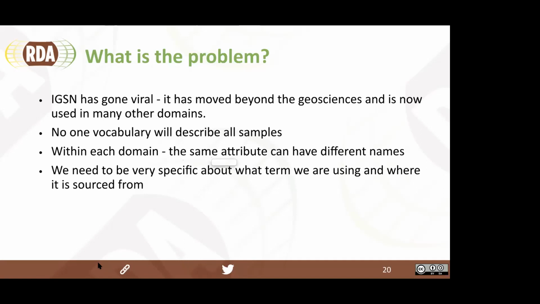When I say IGSN goes viral, it was like watching your child get into those teenager years. We initially started it in the geosciences, and it's used in many other domains, and no one vocabulary will describe all samples. Within each domain, the same attribute can have different names. And so if we're going to make the descriptions of the samples interoperable, we need to be very specific about what term we are using and where it is sourced from. And I think this is where things like science on schema.org and linked data, things that just weren't even in existence when we started this system about 10 or 12 years ago, are now going to be, if you like, our lifesaver. Next.